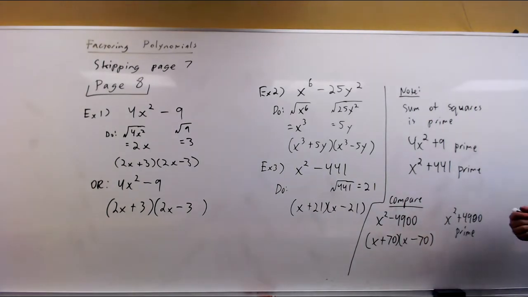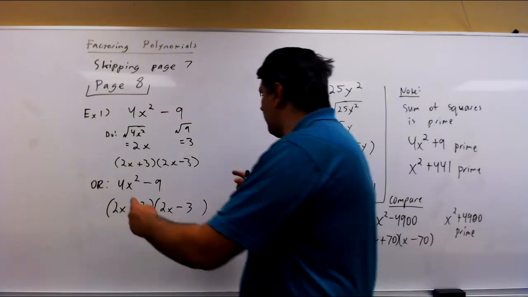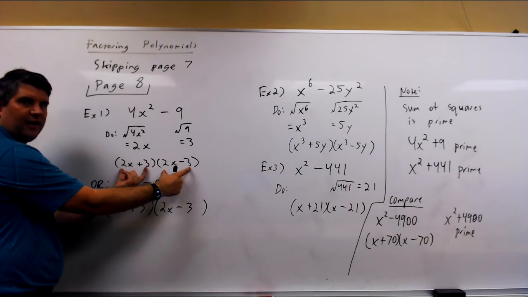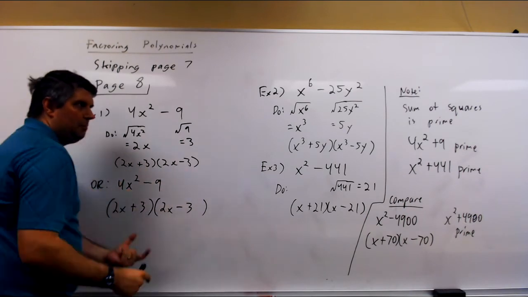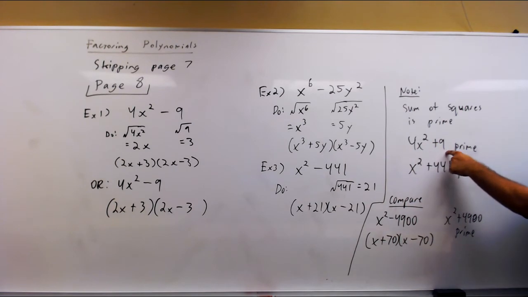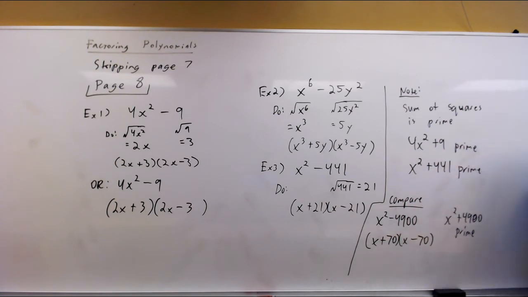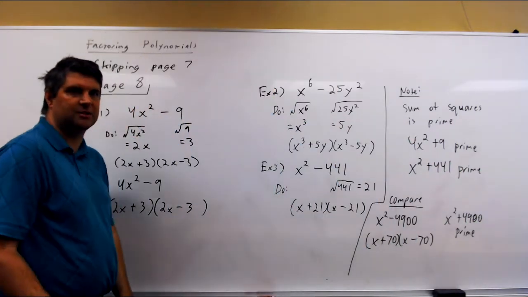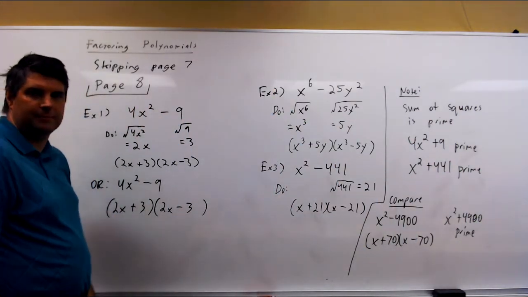All right, so that's difference of squares. Please note the difference. Difference of squares, where you have something squared minus something squared, is factorable. But sum of squares, something squared plus something squared, is prime. All right, so at this point, I'm going to stop this video and move on.